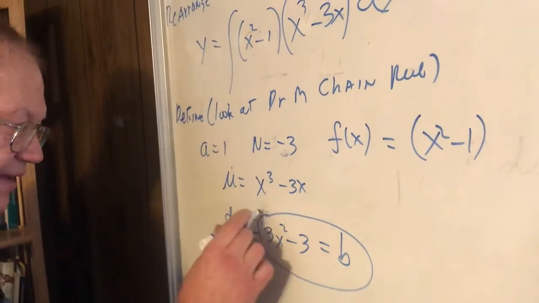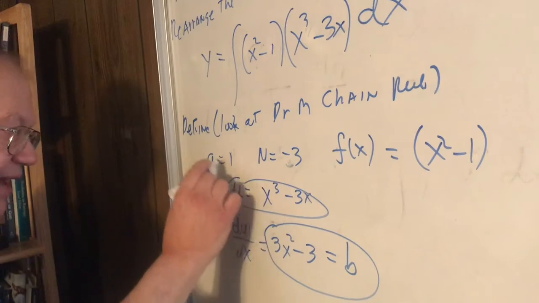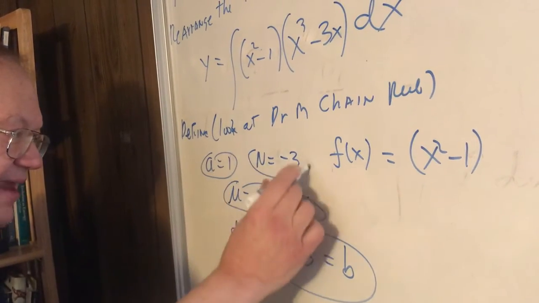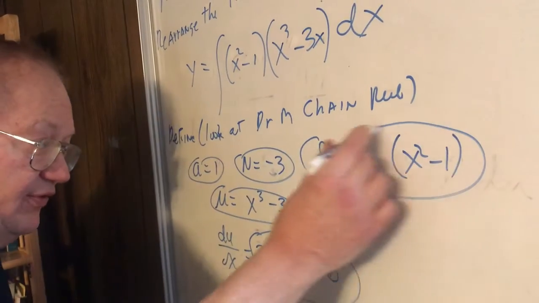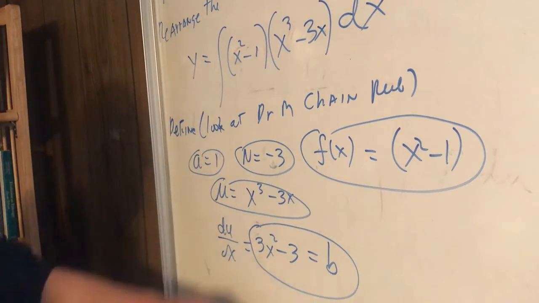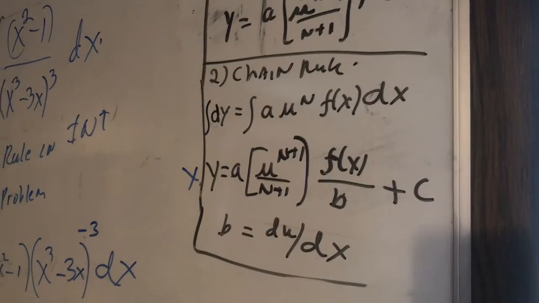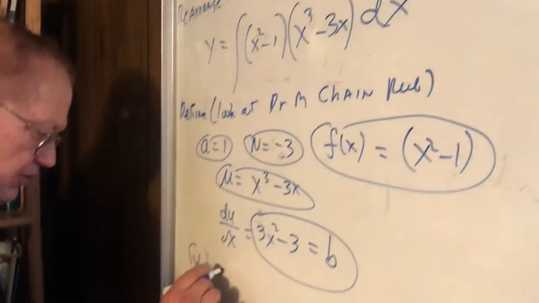So notice I have u, I have a, n, f of x, and b, and I put them all in this equation here. So I'm going to substitute in the chain rule.